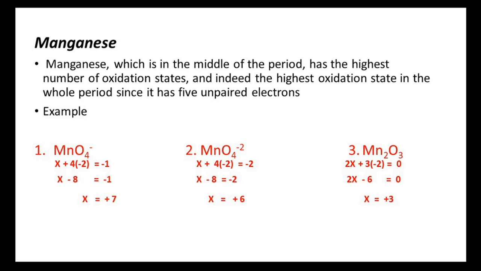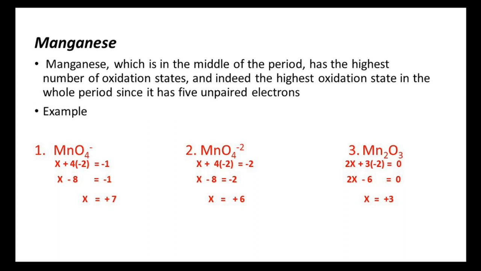So you have to calculate the oxidation number of manganese. Take it as X. Then 4 oxygen, you have to multiply 4 with -2, where -2 is the oxidation number of oxygen, is equal to -1. So now it is X plus 4 into the bracket of -2 is equal to -1. The -1 is because MnO4 carries a -1 charge. So when you calculate X, it becomes +7.